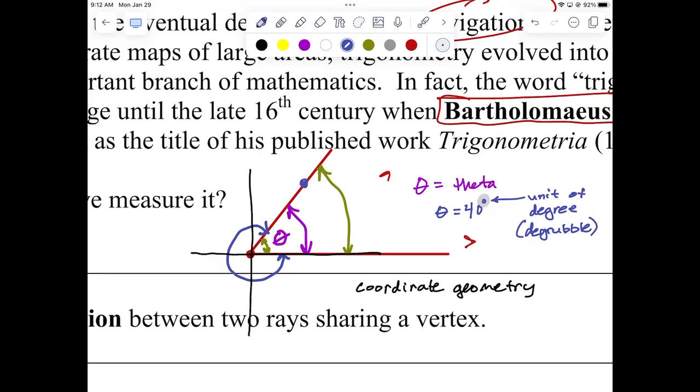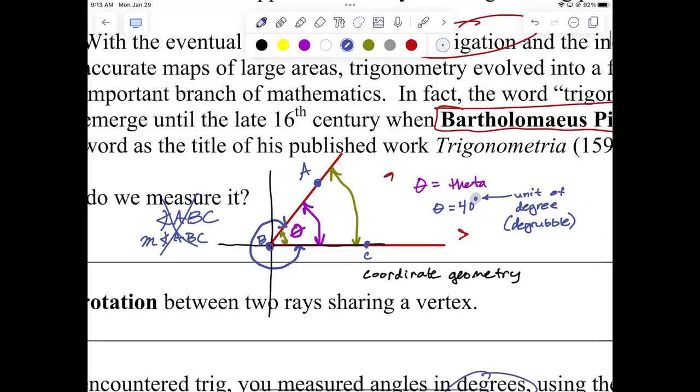In geometry, you probably referred to angles using the three-point nomenclature. Like you would have A, B, and C, and you would have angle ABC, and then the measure of angle ABC. We're not going to use that anymore, although it still works. We're going to label the angle as some variable like theta, and theta is going to represent not just the name of the angle, like angle ABC, but also the measure of the angle, like 40 degrees. We use them interchangeably. So it's a little more straightforward.